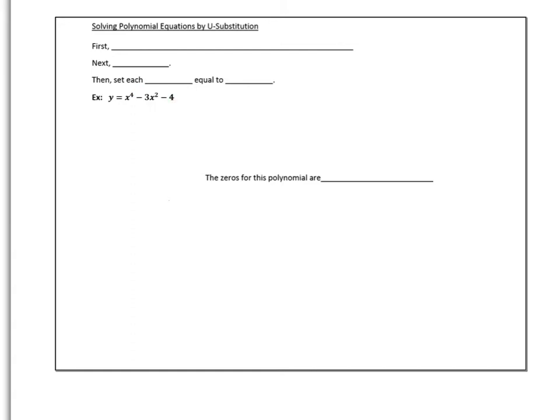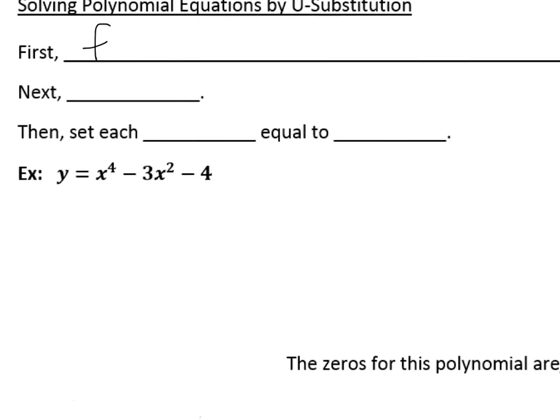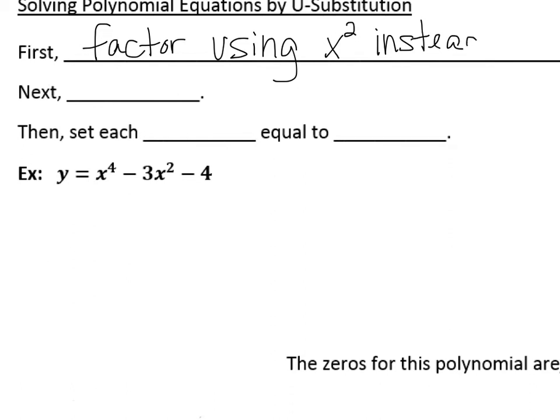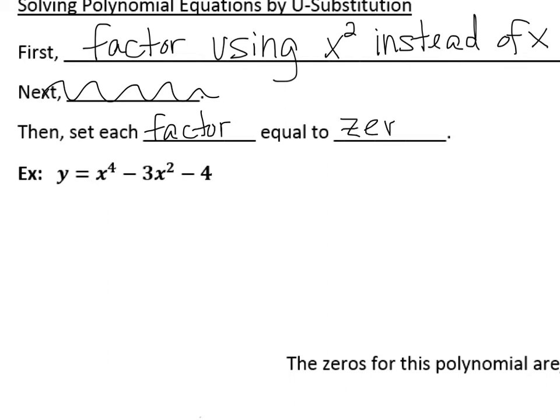The first thing we're going to do is factor using x squared instead of x. And we're doing this because we have to get to an x to the 4th and not an x squared. So if you have x squared times x squared, then you get x to the 4th. We're going to cross out the next line. Once you've factored it, we're going to set each factor equal to, I'm sure you can guess what number, of course 0.